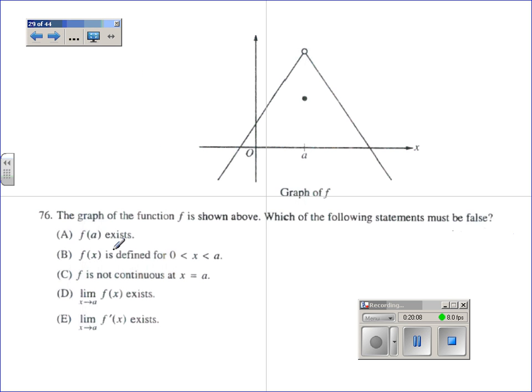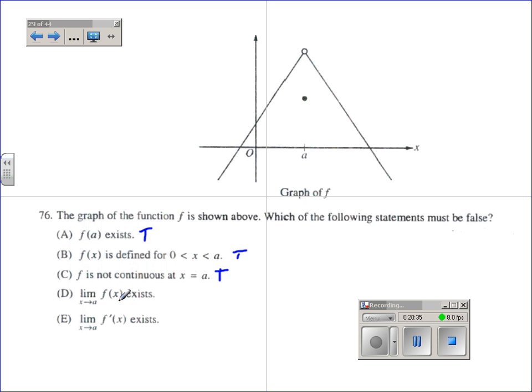Okay, so part B. Which of the following must be false? F of A exists. No, that's true. It exists. F of X is defined between 0 and A. That's true. It is defined between 0 and A. F of X is not continuous at X. That's true. It's not continuous because the limit doesn't equal the value.